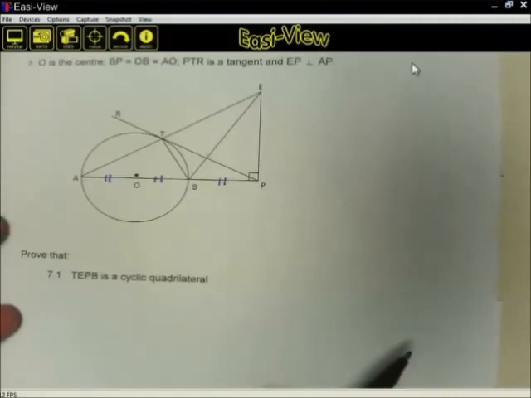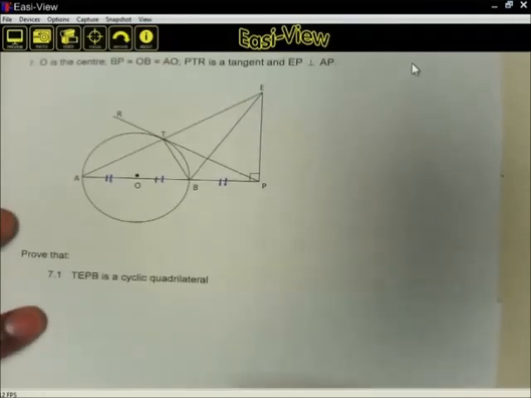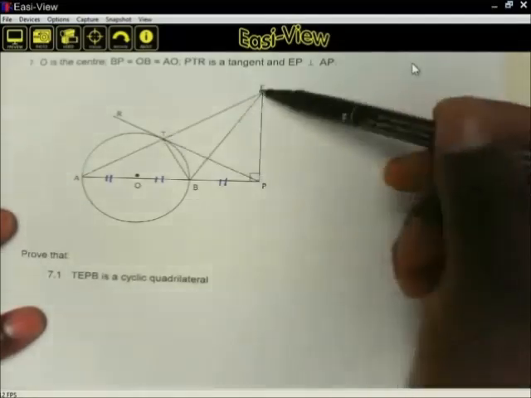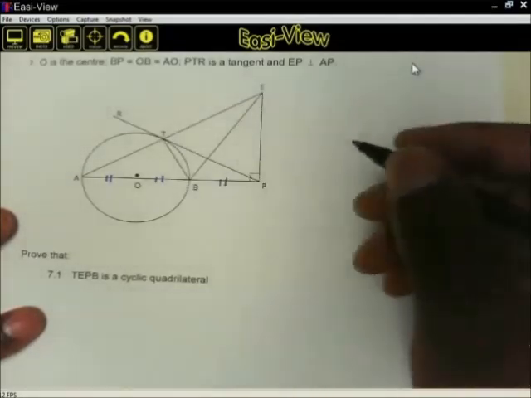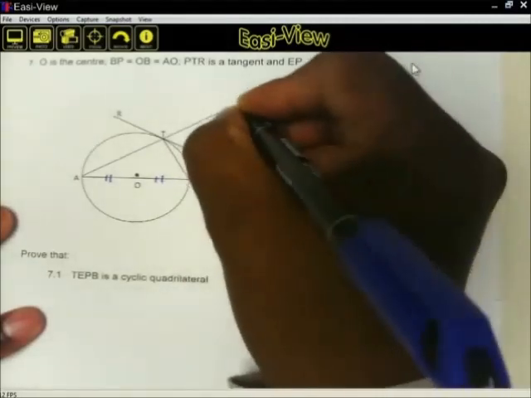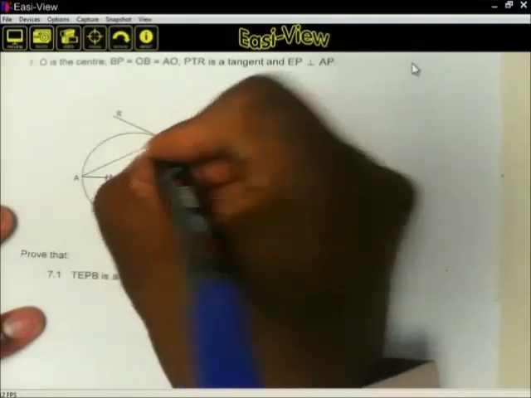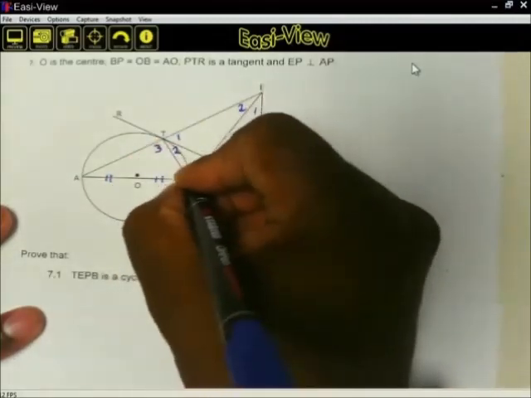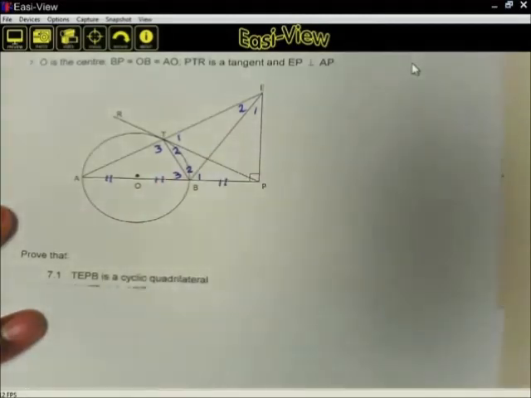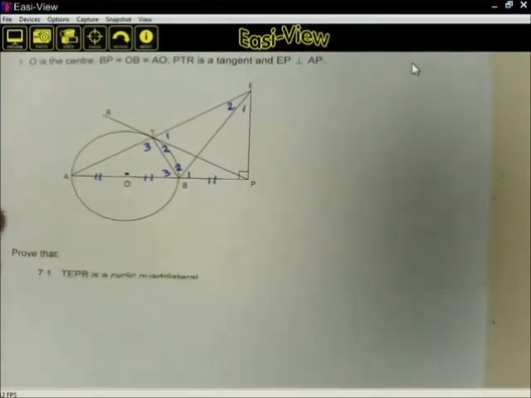Prove that TEPB is a cyclic quad. To simplify the problem for us, let's say we've got angle E1 here, angle E2, T1, T2, T3, B1, B2, B3. We try and simplify the problem. The question states, prove that TEPB is a cyclic quad. When will TEPB be a cyclic quad?